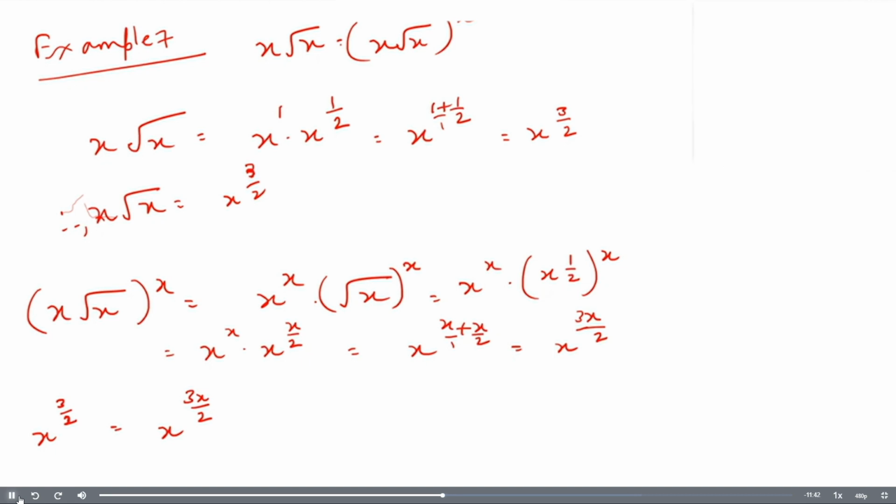Now here, look at this carefully. Both the bases are x. On both sides, we have a base of x. There is a base, there is a power, and both numbers are said to be equal. When LHS is equal to RHS and the bases are the same, this implies that the powers are also the same. Therefore, x is equal to 1.